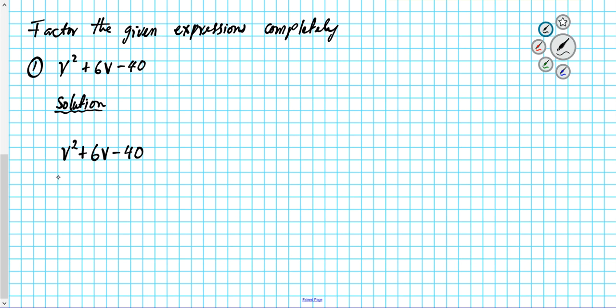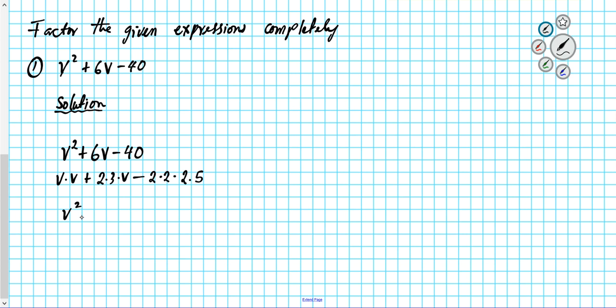If you break down v squared, you end up with v times v. If you break down 6v, it's 2 times 3 times v. If you break down 40, it's 2 times 2, basically using the factor tree. So 2 times 2 is 4, and then 4 times 2 is 8, times 5. If you take a look at these three terms, what you notice is that they have nothing in common.